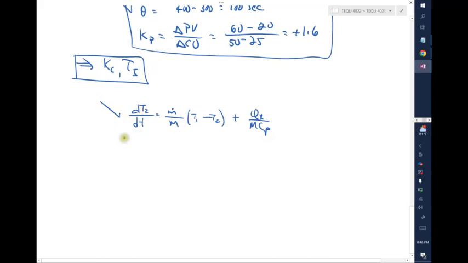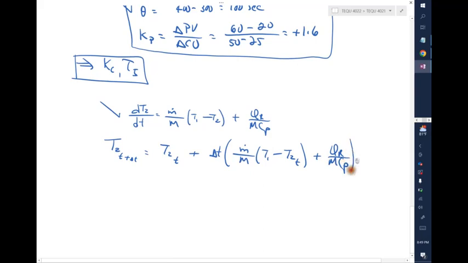So the integration of that by Euler will be something like this: T2 at time t plus delta t equals T2 at time t plus delta t, parenthesis, m dot over big M times T1 minus T2, and this T2 is also at this time t. Let me fix it. So that's going to look like this: T2(t) close parenthesis plus QR over MCp, and close parenthesis here.